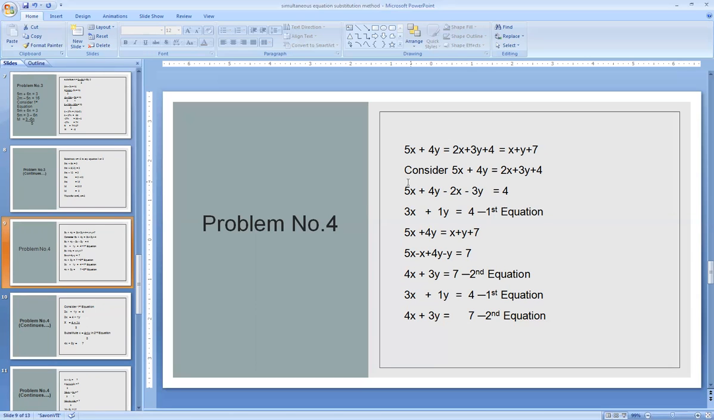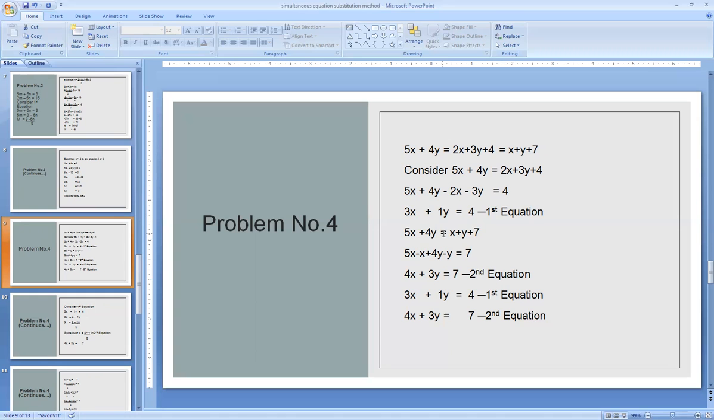Now we'll have to simplify the values by subtraction. That is, how many x are there? There is 1. 5x minus 2x is nothing but 3x, plus 4y minus 3y is nothing but 1y equals 4. So this will become the first equation. In the same manner, we'll have to calculate the second equation also.